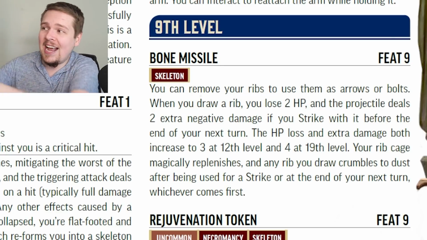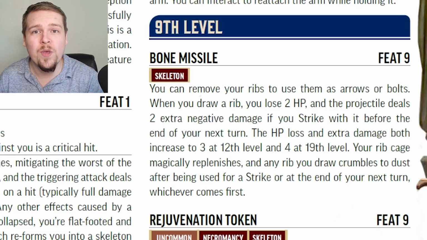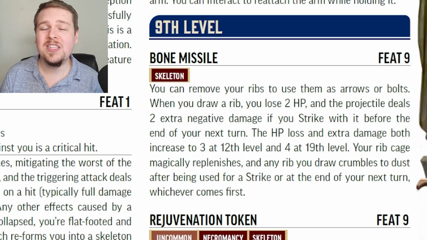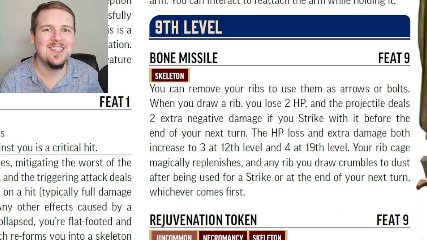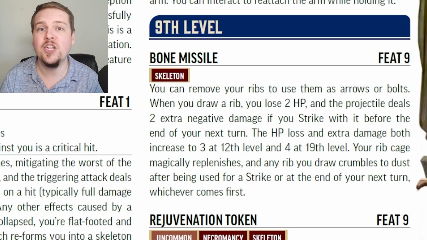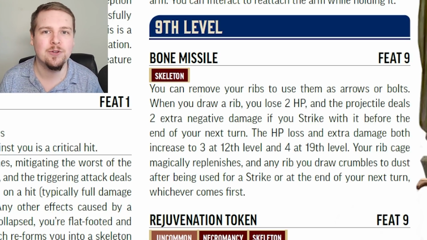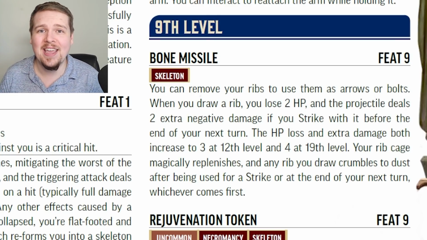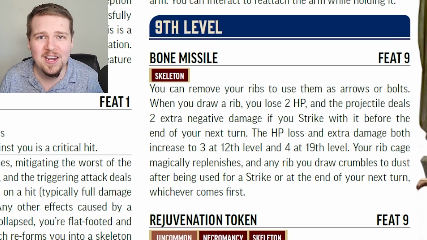You can't reduce this damage. But it acts as an arrow, and your next strike with that ranged weapon deals 2 additional negative damage. All of this scales at levels 12 and 19 to 3 and 4 HP loss and negative damage respectively. Overall, pretty cool. If you're fighting something that has a weakness to negative damage, this is a fantastic feat.